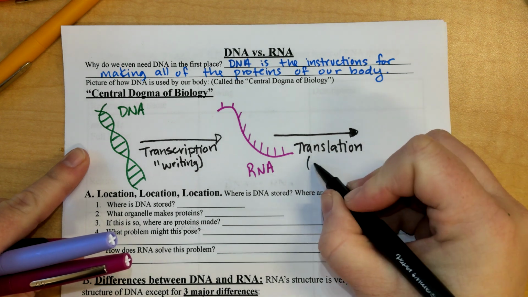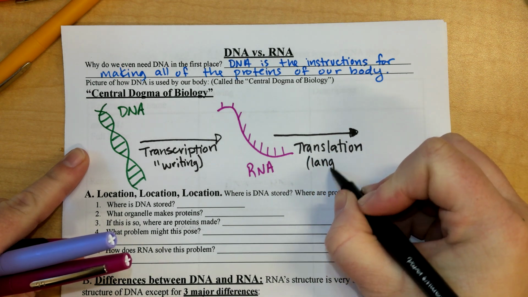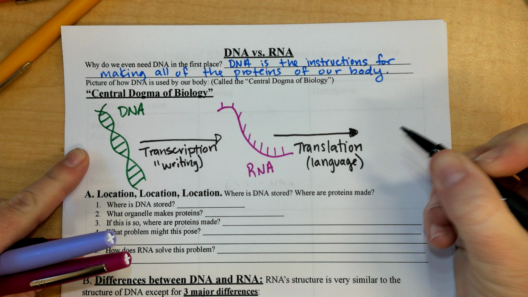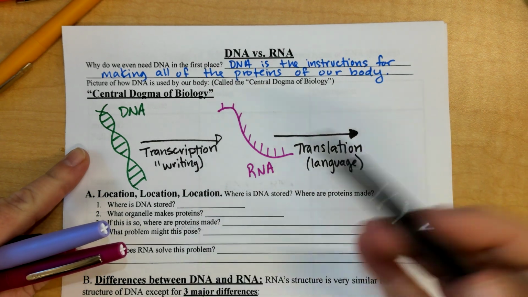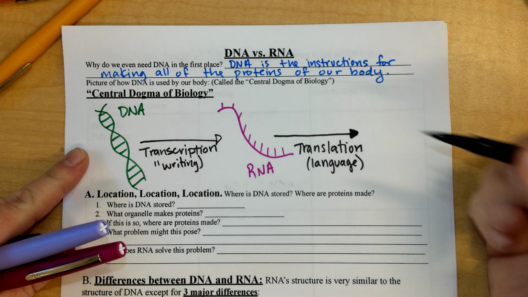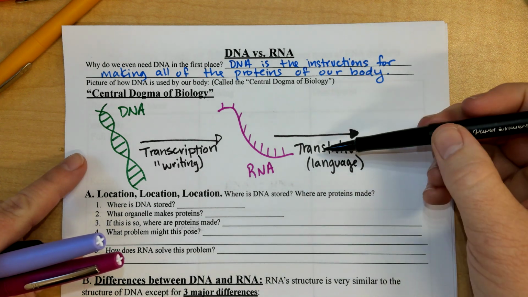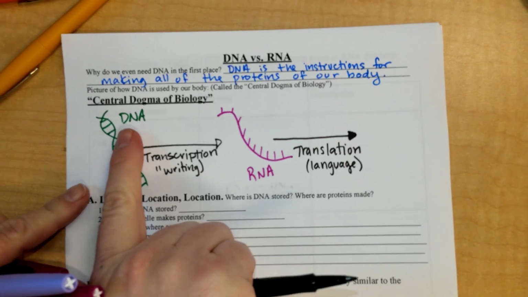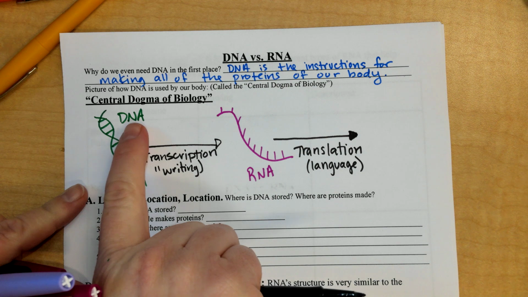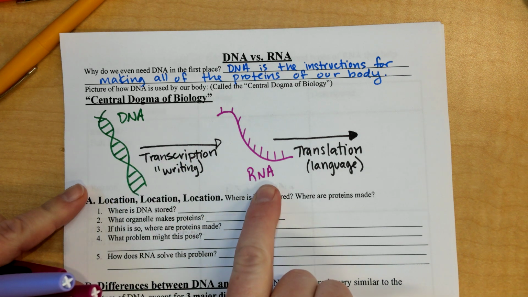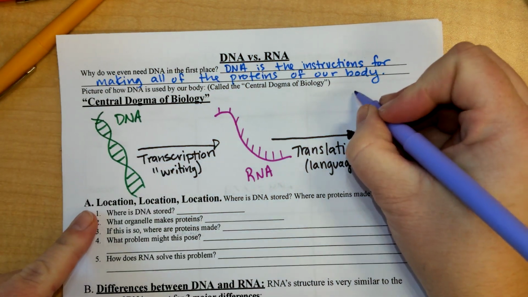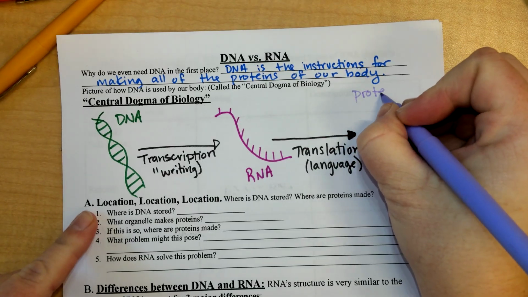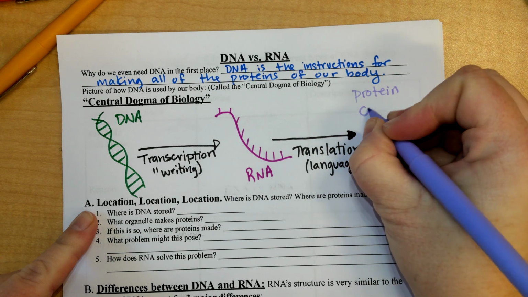Translation is where we use a different language. If you think of translating, you might think maybe I could translate something from English to Spanish or German to French. In translation, DNA is a nucleic acid, RNA is a nucleic acid, but proteins are made of amino acids. I always use purple for proteins. I'm going to write the word protein in purple. And proteins are made of amino acids.